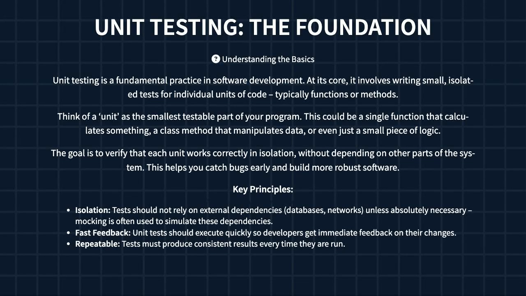Okay, let's start with the basics of unit testing. It's all about creating small tests for individual pieces. We call them units of your code. These units could be a single function or method. The idea is to make sure each part works perfectly on its own without needing help from other parts of the program. We want quick feedback, so if something goes wrong, you know right away. And, importantly, these tests should always give you the same results every time.